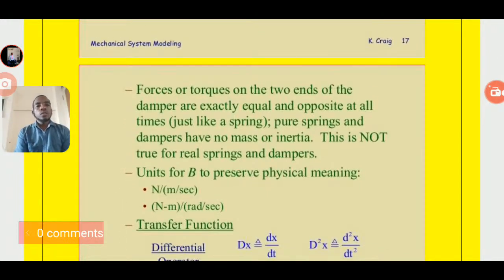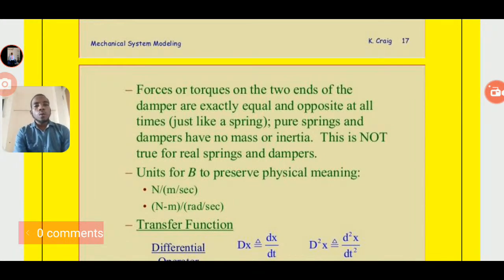Force or torques on the two ends of the damper are exactly equal and opposite at all times, just like a spring. So pure springs and dampers have no mass or inertia. There is no mass or inertia in the case of pure springs and dampers.